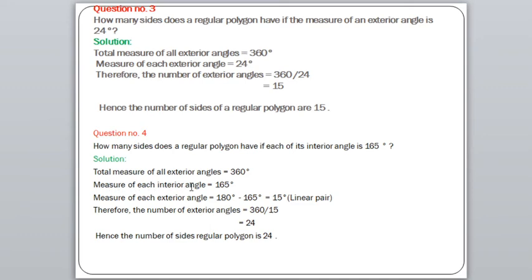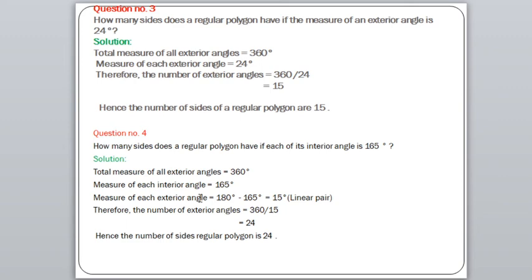So the measure of each interior angle is 165 degree. By using the interior angle we will find out the exterior angle. So the measure of each exterior angle is 180 degree minus 165 degree, which equals 15 degree, by using linear pair. We know that each exterior angle depends on the interior angle and the interior angle depends on the exterior angle. So if the interior angle is given we can take out the exterior angle by using the linear pair. So therefore we got here the exterior angle.